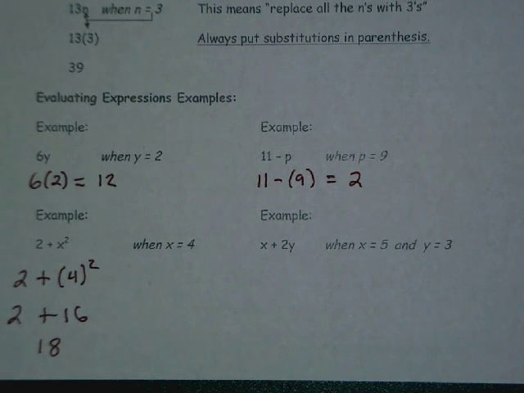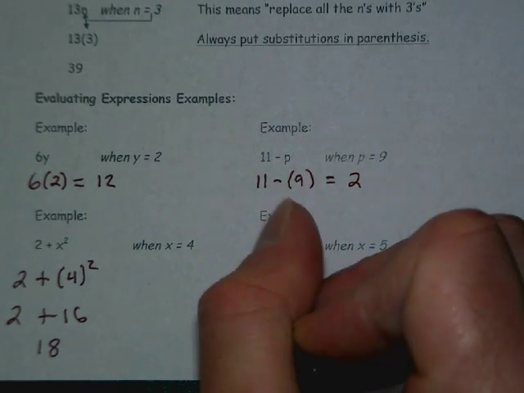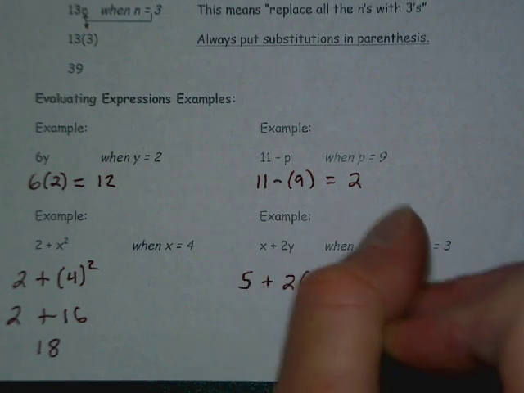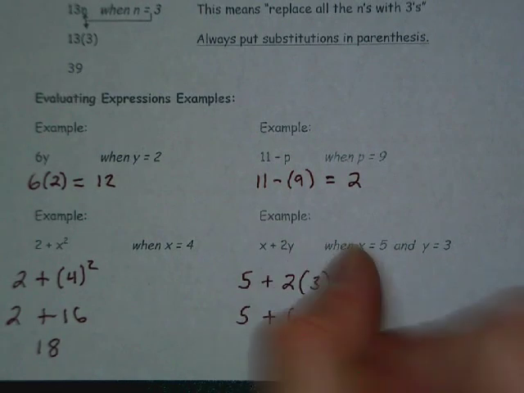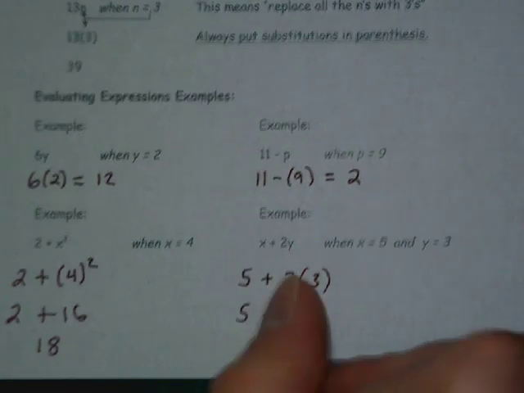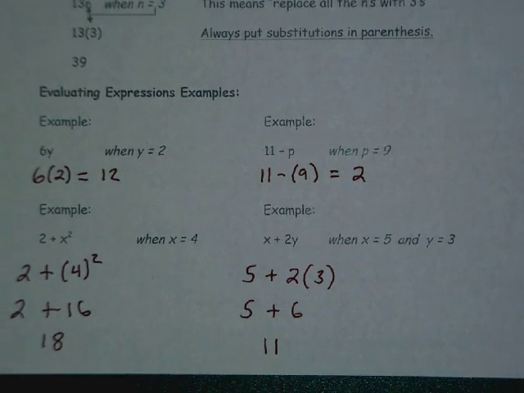And then over to the right there, this is one that has two variables. If you have two variables to evaluate it, I've got to give you two values, one for each variable. So x plus 2y when x is 5 and y is 3. So x is 5, y is 3. So then we have 2 times 3, which gives us 6, and 5 plus 6, and we end up with 11. Okay, so that's all evaluating is. Taking an expression, you have to be given the value of the variable. If you are not, you can't evaluate it. And then plug it in and simplify. Questions so far?